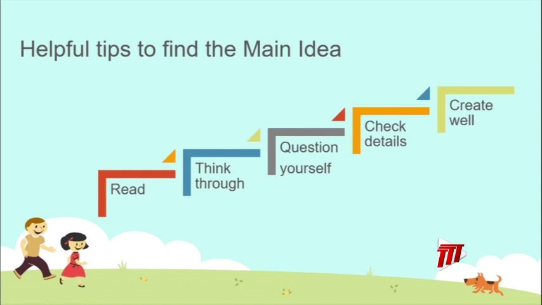Then definitely, after you get that first understanding, question yourself. Ask questions. Am I right? Does this work? Could there be another right answer? Fourthly, check the details. Make sure that every other line that's a detail, a supporting detail in the paragraph, supports your main idea. And then lastly, when it's implied main ideas, create well. I know you have the ability to write excellently. So when you write your implied main idea, let's write well.